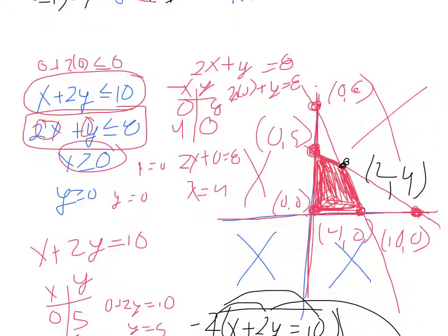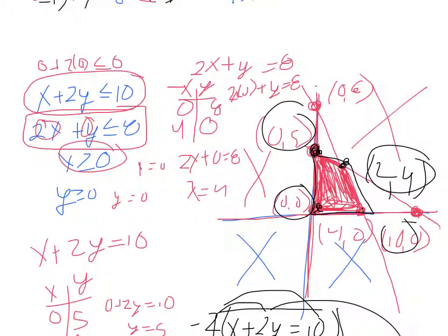So what we have is each of the vertices. We have our solution region, which is shaded in there. And that's that. So hopefully that made sense.